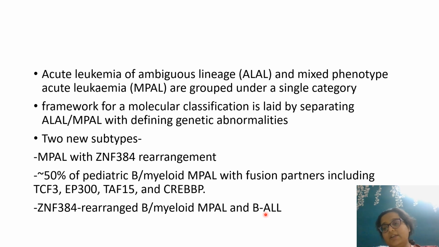This ZNF384 rearrangement can be seen in MPALs with B and myeloid lineage, or even in cases of B-ALL. So in leukemias where you get a picture of B-ALL as well as myeloid markers positive, ZNF384 is an important genetic mutation marker that is being studied. 50% of pediatric B or myeloid MPALs have fusion partners including TCF3, EP300, TAF15. These are some other mutations being seen in B MPAL, but the most important mutation being studied in MPAL with B lineage is ZNF384.